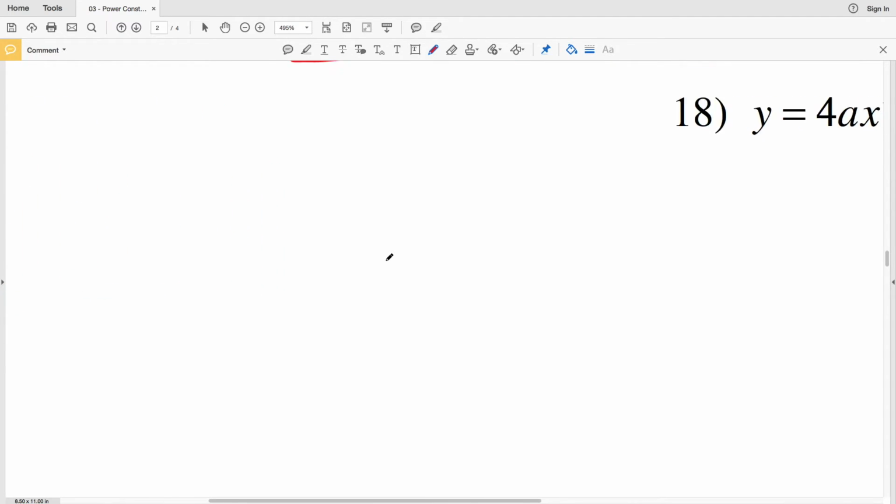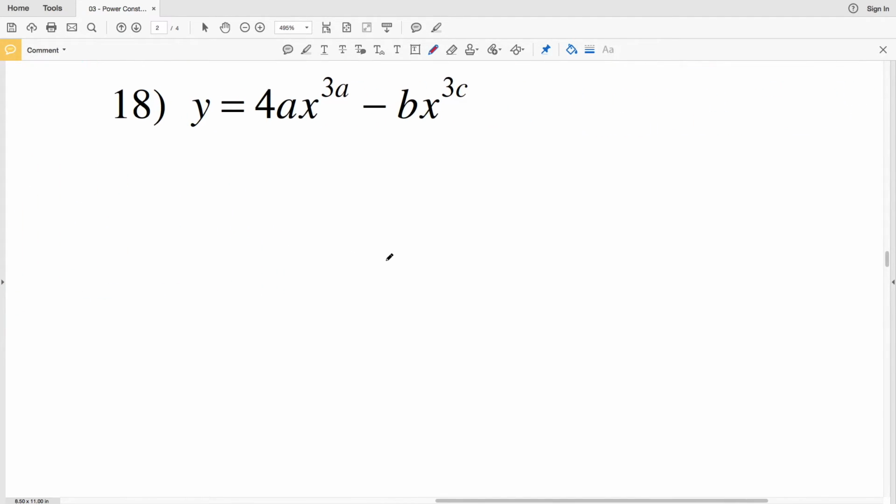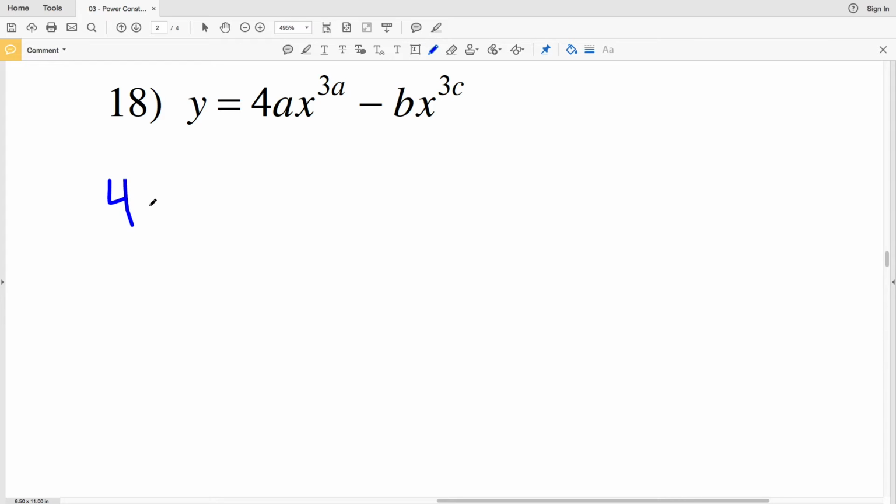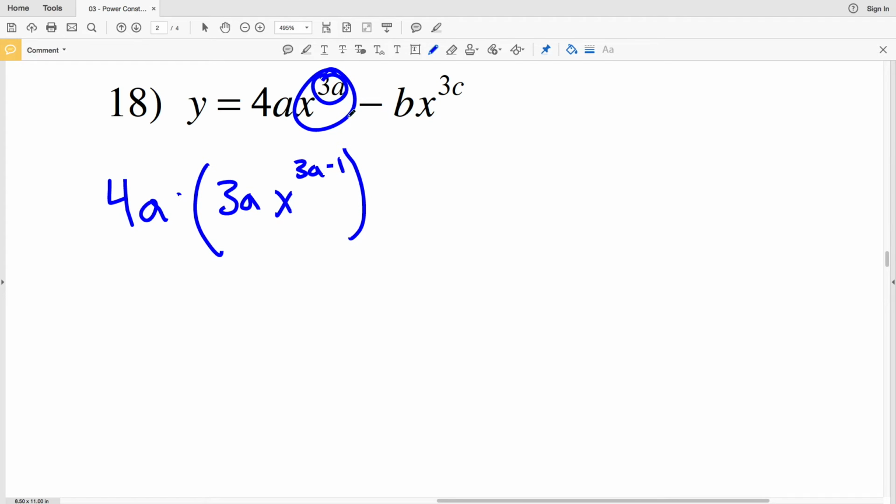Now let's look at number 18. In number 18, we have 4ax to the 3a minus bx to the 3c, where a, b, and c are constants, so we're differentiating with respect to x. So the derivative of y with respect to x is going to be 4 times a times, looking at x to the 3a, that's going to be 3a times x to the 3a minus 1. Applying the power rule, where n is equal to 3a, that's 3a times x to the 3a minus 1. Because 4a was that constant, we were able to pull it out.